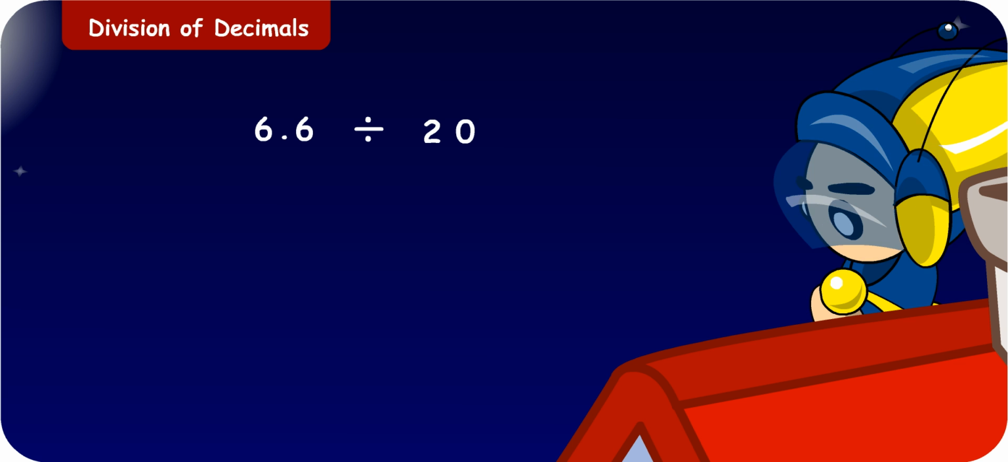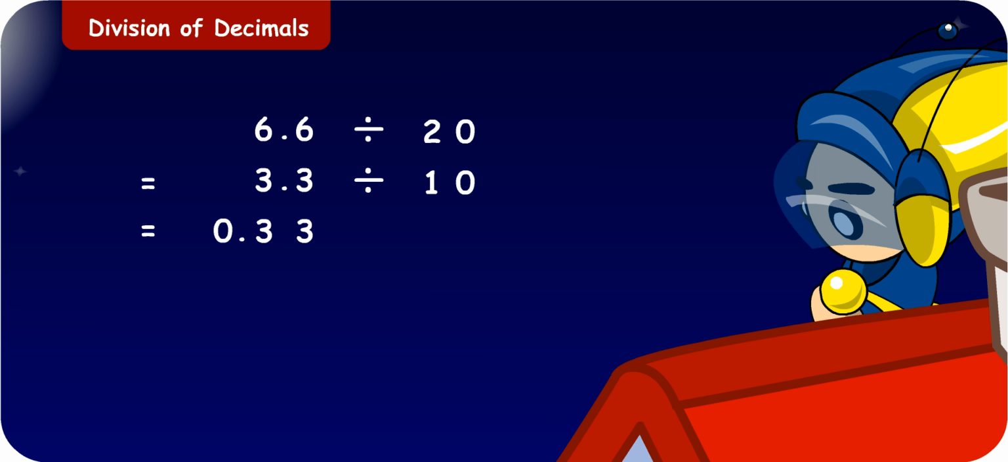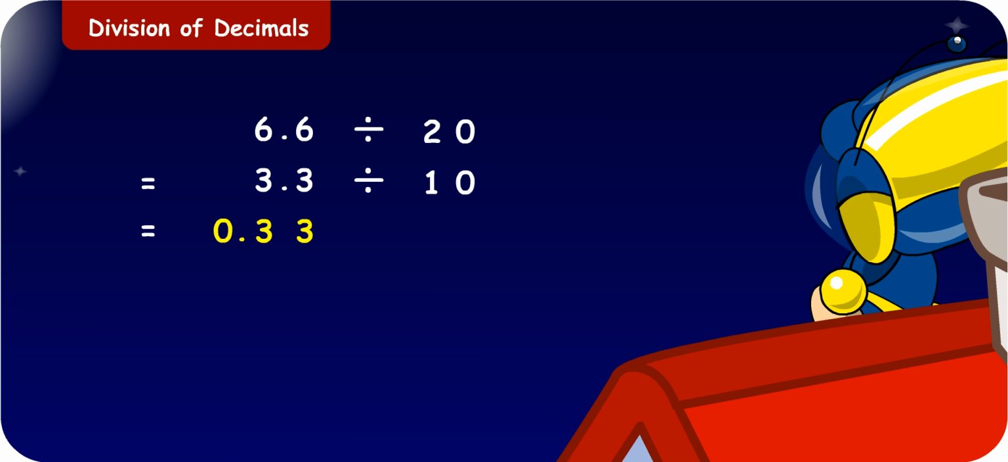That's easy. Let me show you. 6.6 divided by 20 equals 3.3 divided by 10, which equals 0.33. I divide 6.6 by 2 and I get 3.3. I then divide 3.3 by 10. Finally, we get 0.33. Excellent!